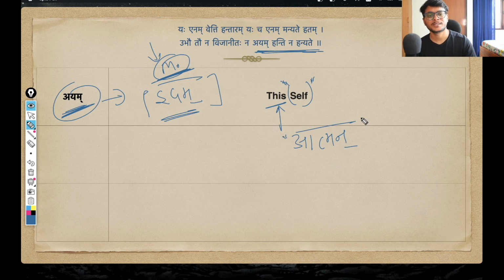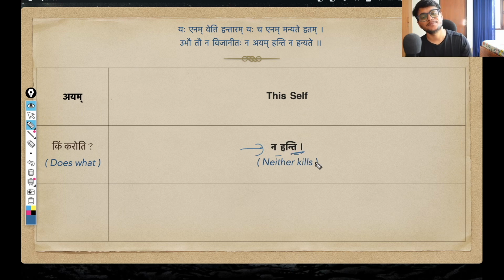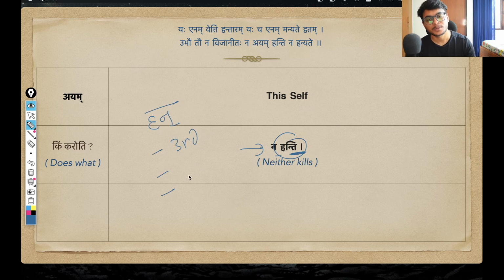So since the implied noun Atman is a masculine gender pratipadika, we are using this idam in the masculine gender form. Okay, so anyways, this self, and what about it? Krishna is saying, this self nahanti. Hanti means kills. And here we see the third modification of this han dhatu, in the form of third person singular and lat lakar. So this is a simple verb form.